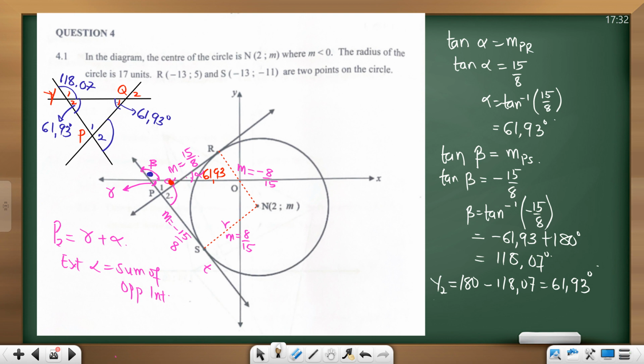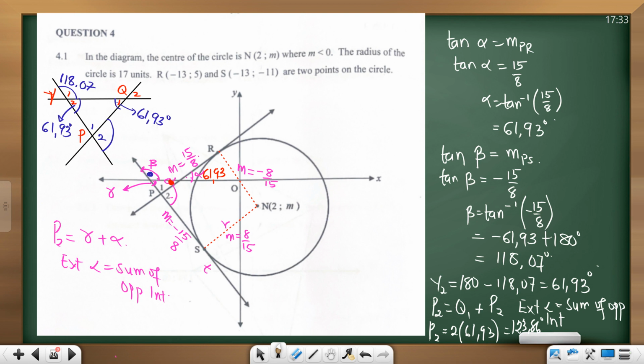All right. So I know that P2, therefore, would be equal to Q1 plus P2. Exterior angle is equal to the sum of opposite interior angles. Therefore, P2 will be equal to 2 times 61,93, which will give us 186 degrees. All right.